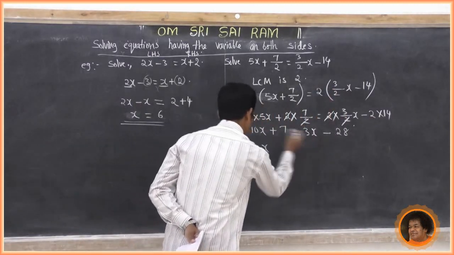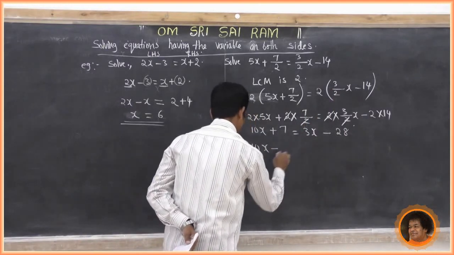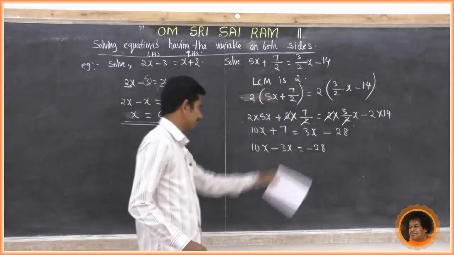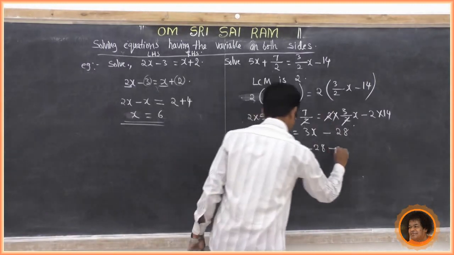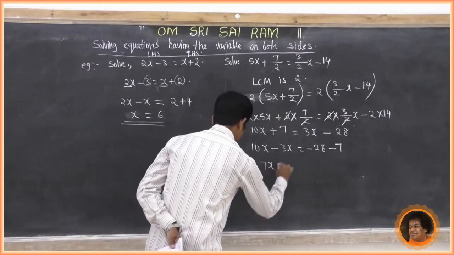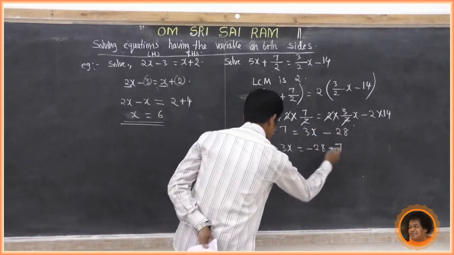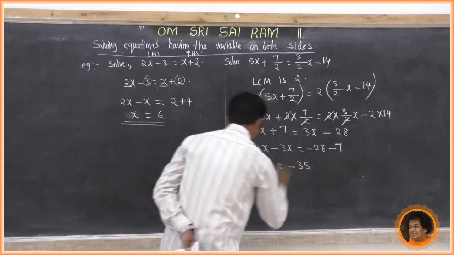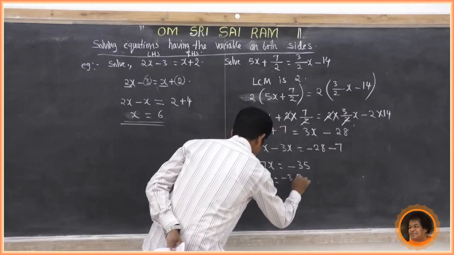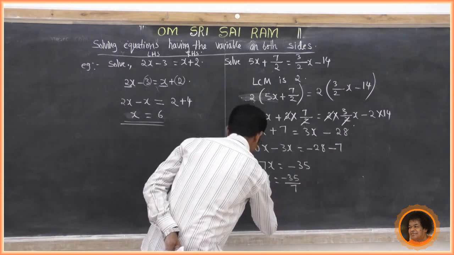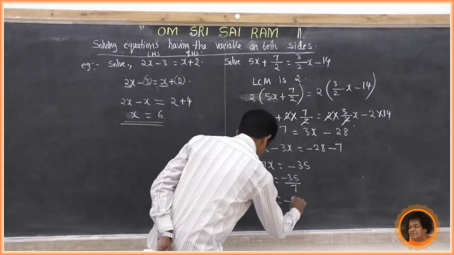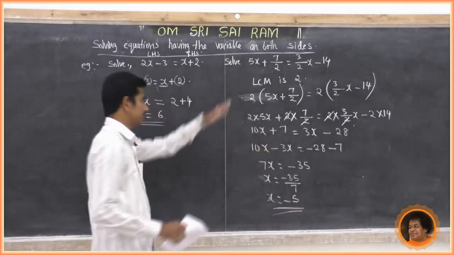10x. Bring this 3x to the left hand side. Here it is a plus, so it becomes minus 3x. Equal to minus 28, already in the right hand side, write as it is. Bring plus 7 to the right hand side; it becomes minus 7. 10x minus 3x is 7x equal to minus 28 minus 7, which is minus 35. So 7x equal to minus 35, or x equal to minus 35 by 7. 7 5s are 35. Here is a minus, here is a plus, so minus 5 is the solution for this linear equation.